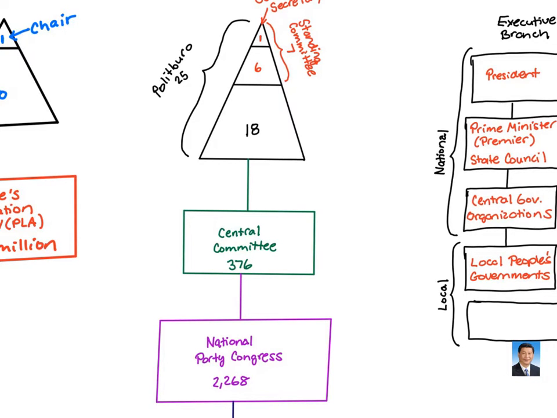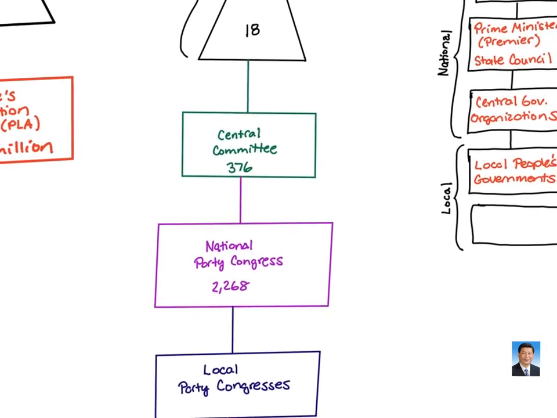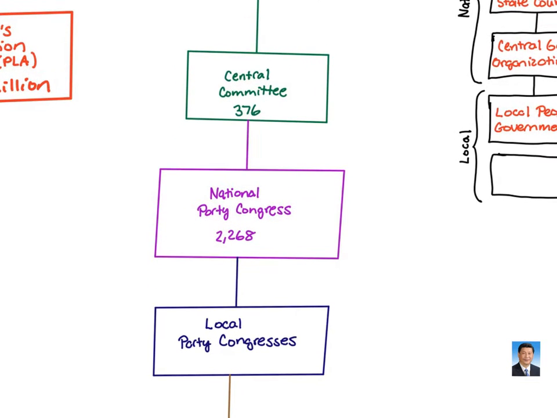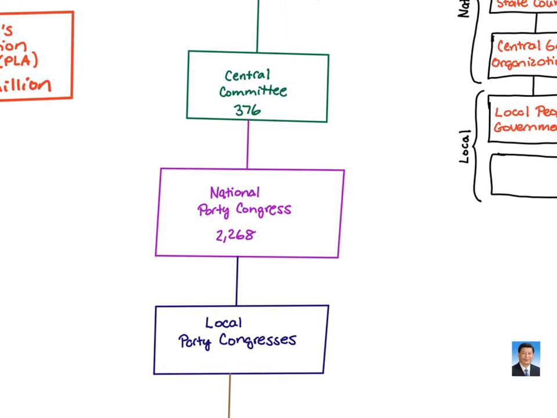Beneath that, you have this organization called the National Party Congress. The National Party Congress is very, very big. It consists of, at least right now, 2,268 individuals. Now, the National Party Congress only meets once every 5 years. They met most recently in 2013. They'll meet again in 2018. And they meet just for a couple weeks.